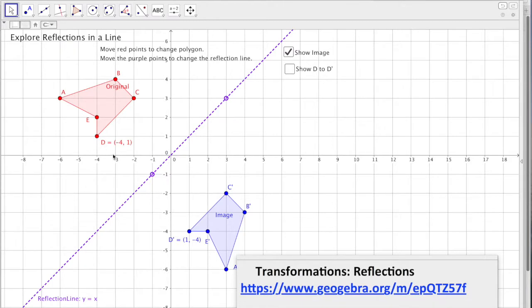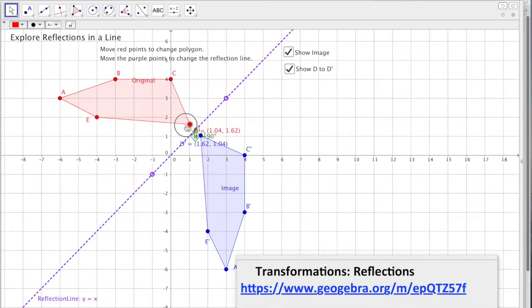So from D to the line, it's 1 diagonal, 2 diagonal, 2.5 diagonals. Going out the other side, 1.5, another 1, another 1. So that's 2.5 diagonals out the other side. Showing that, we see that the distance from D to the line hitting it at a right angle is 3.54, and the same distance out the other side for the image. All right, so if I move my original points, my image points also move.